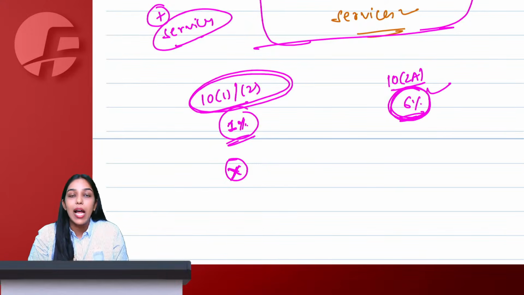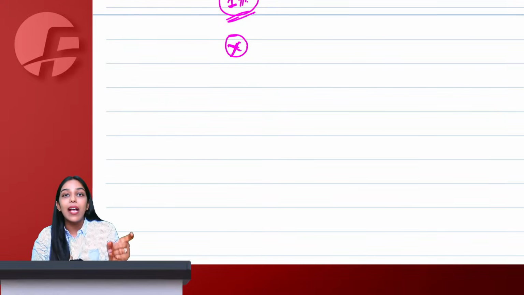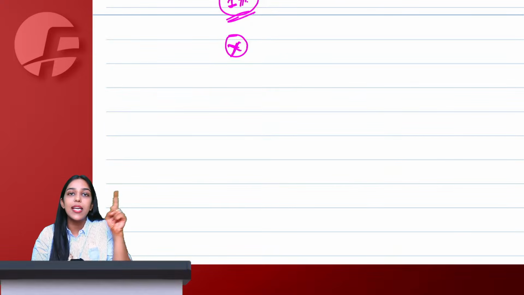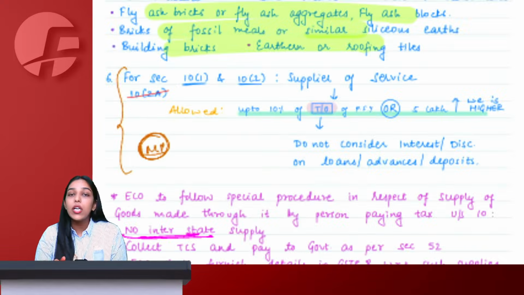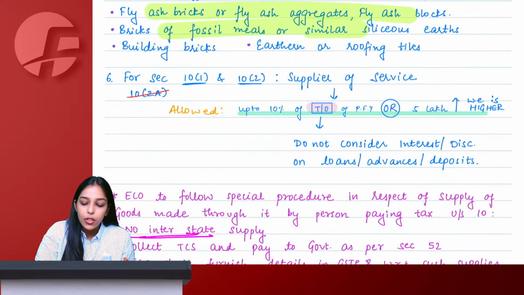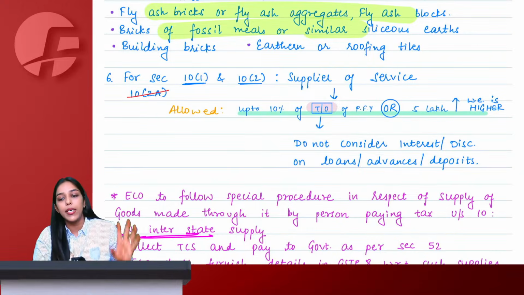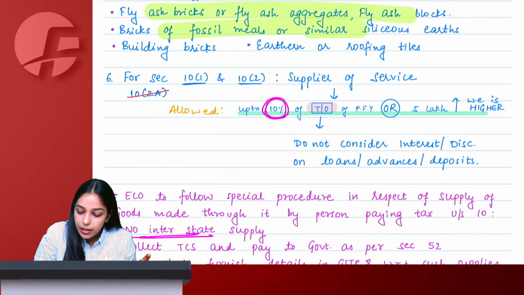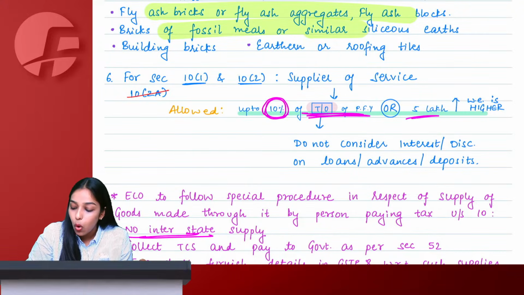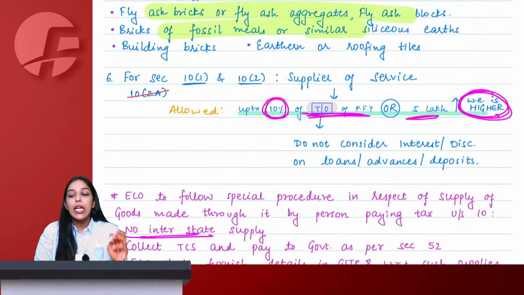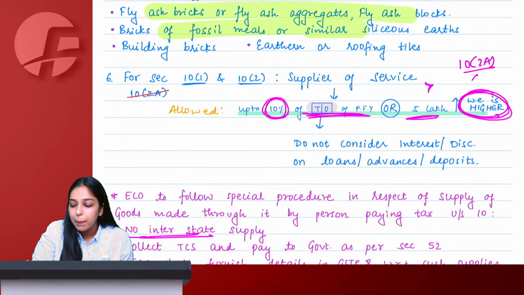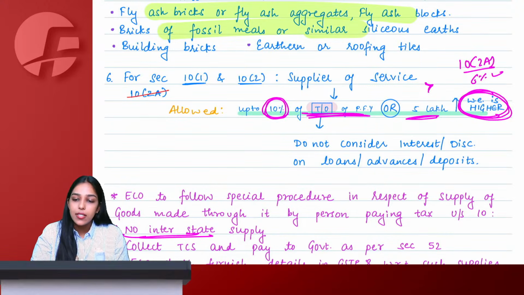What problem will the government have? It is because the rate of tax on services is higher here, which is 6%, but the rate is only 1% under 10(1), 10(2). Therefore, the government is saying that with 10(1), 10(2), only some services can be provided, which are 10% of your preceding financial year turnover or 5 lakh, whichever is higher. If you want to provide more services, then please go under 10(2)(a) and pay 6% taxes. Say yes or no.